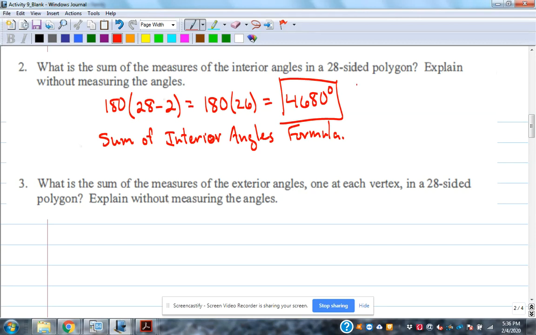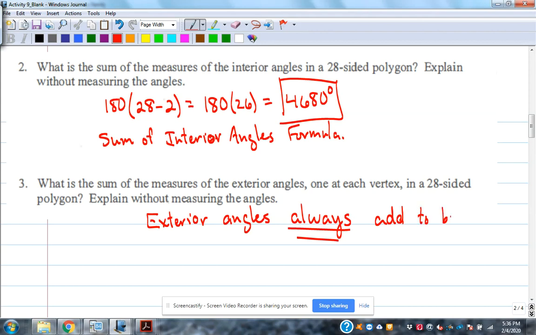What's the sum of the measures of the exterior angles, one at each vertex of a 28-sided polygon? This is a trick question. No matter what size of a polygon you have, the exterior angles always, that's a big word, add to be 360 degrees, no matter what size.